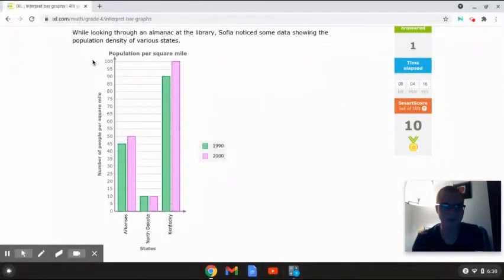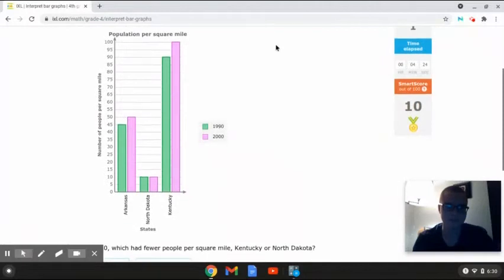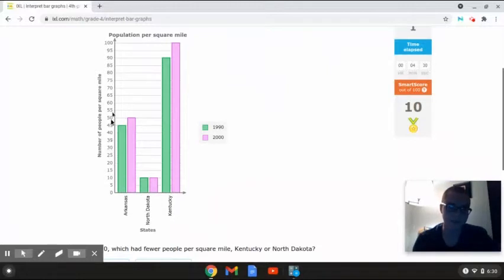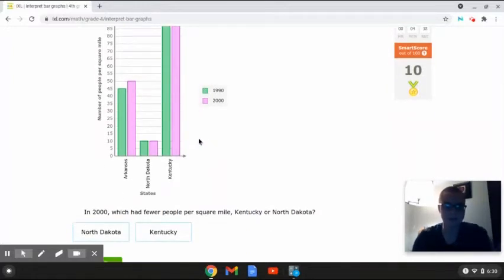Alright, so this next problem reads, while looking through an almanac at the library, Sophia noticed some data showing the population density of various states. Okay, so this bar graph right here is showing us the population per square mile, the states, and the number of people per square mile. And if we look at this legend, green means 1990 and pink means 2000. And this question right here is asking, in 2000, which had fewer people per square mile, Kentucky or North Dakota?